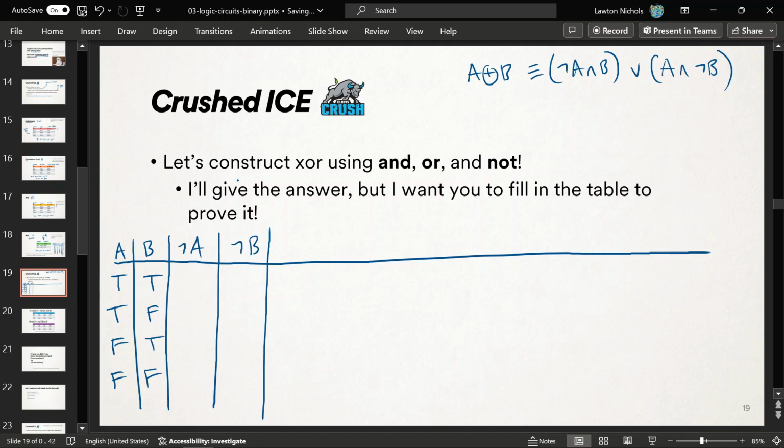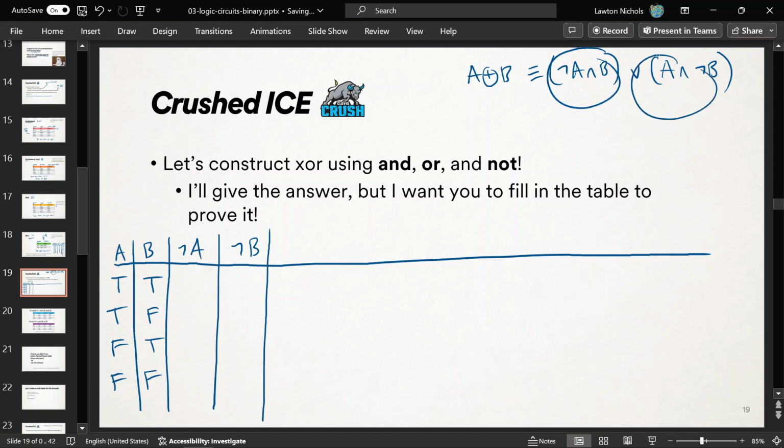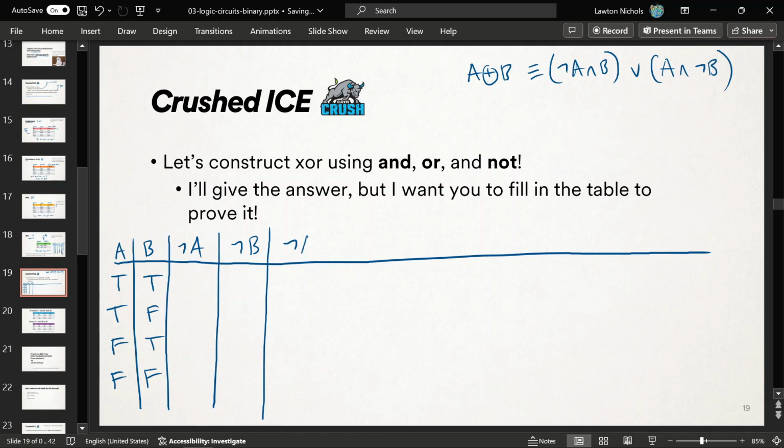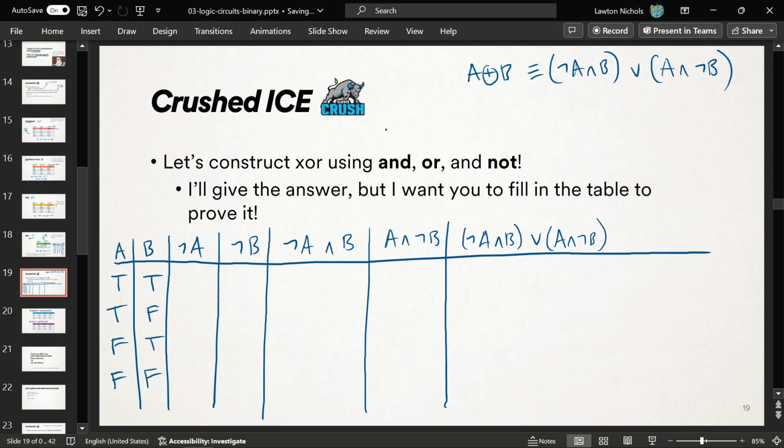And then, once you have the negation, you can use the AND to make the not A ANDed with B and the A ANDed with not B. And then finally, once you have those, you can OR together their answers to get the final thing: the not A ANDed with B, ORed with A ANDed with not B. All right? So it's a little disgusting. I'm going to give you these tables, or at least I'll give you a head start.